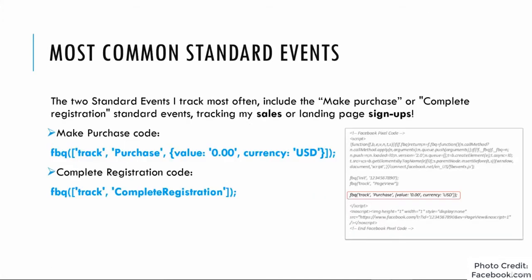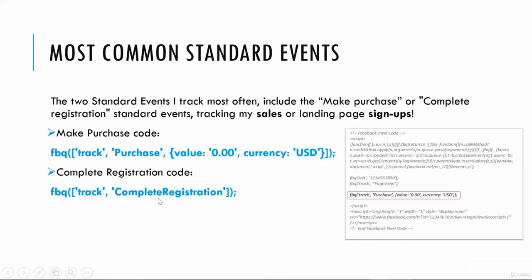So the most common standard event codes I track is the make purchase or complete registration events. So these are for obviously tracking my sales and my landing page signups. So the codes for those, make purchase code, the fbq purchase, and then you can leave this blank or add in value and currency for even further reporting via your Facebook reporting. The next is the complete registration code.